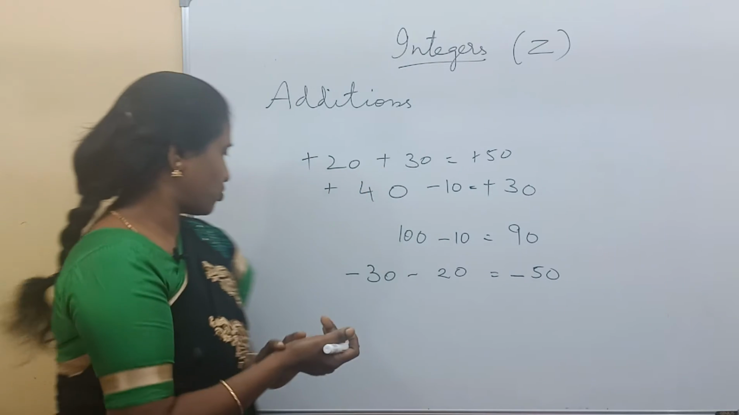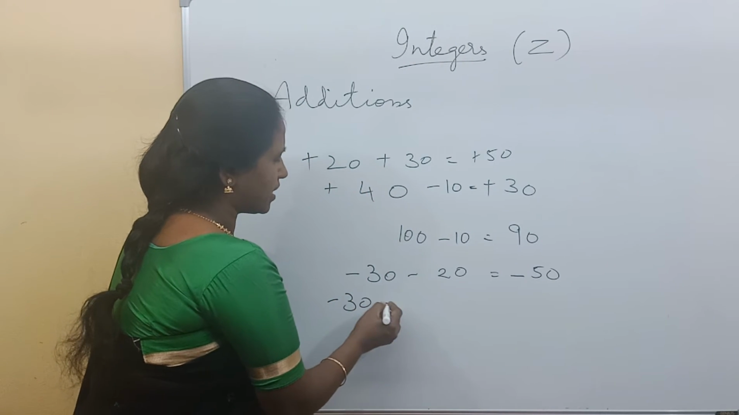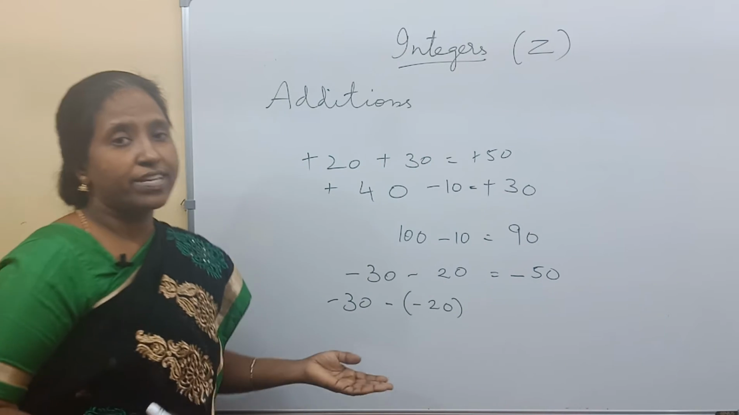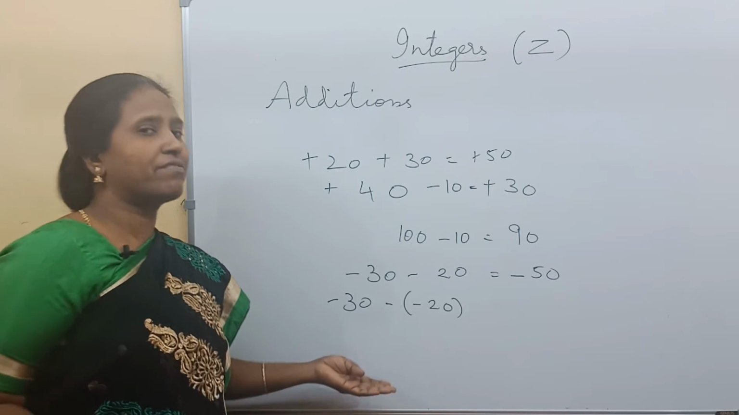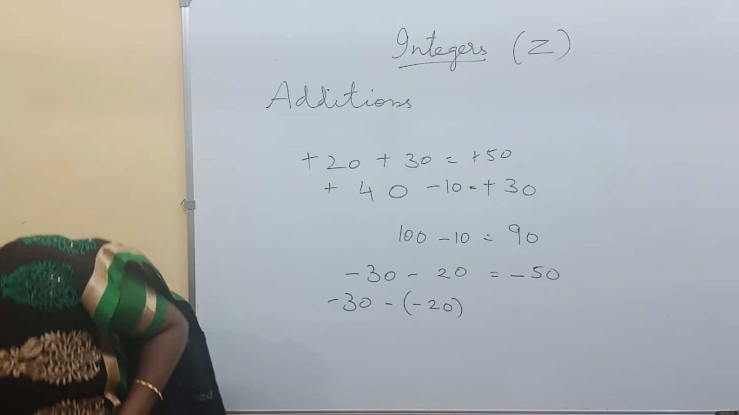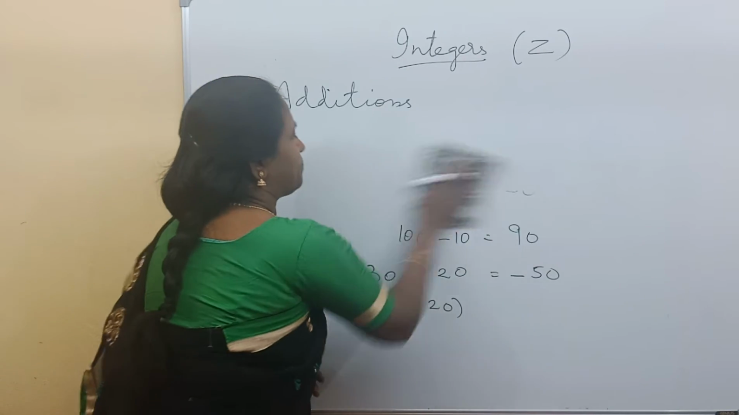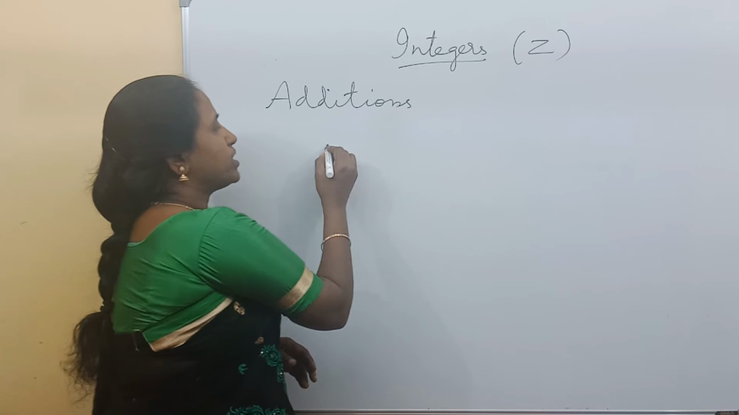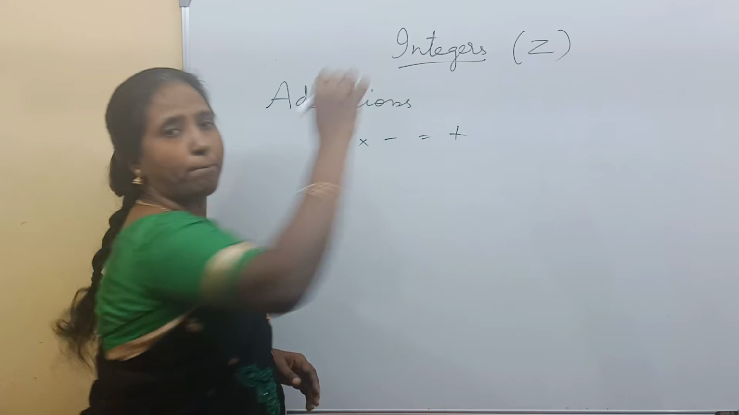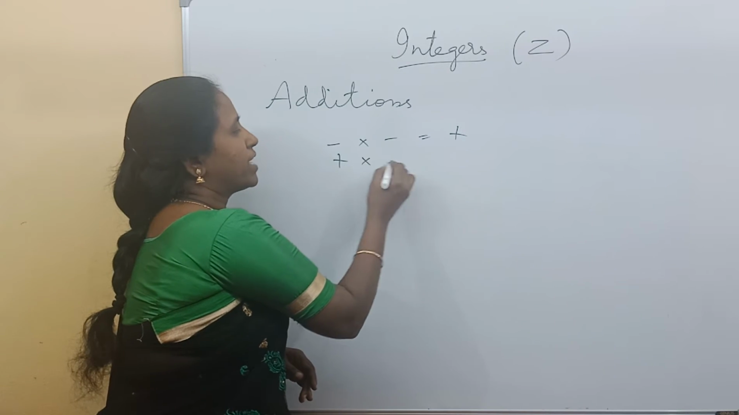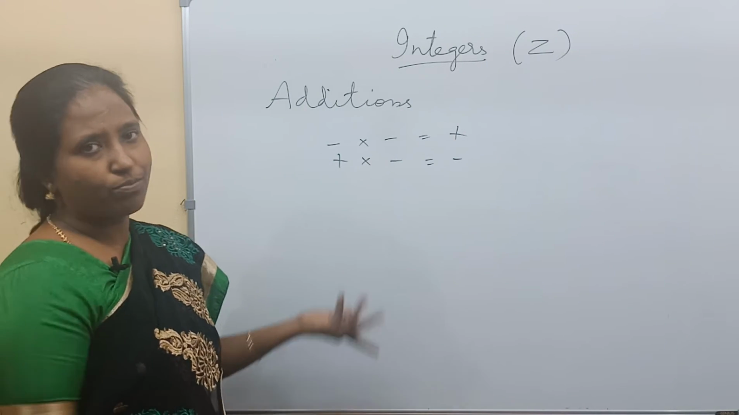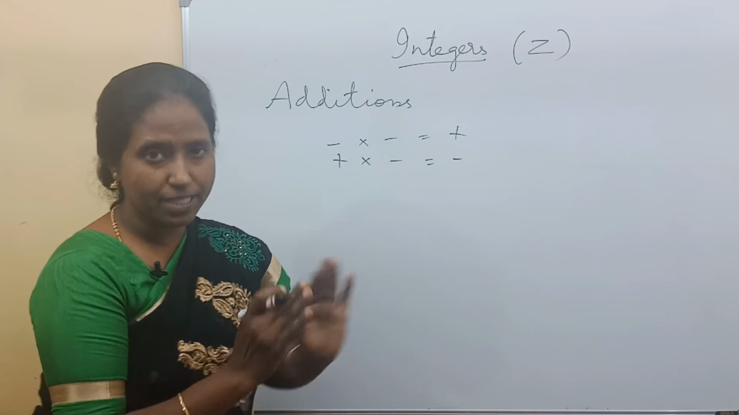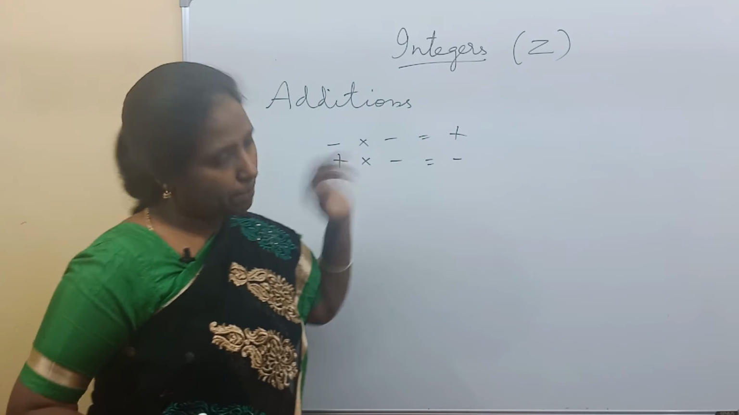And suppose subtraction and addition come together, like minus 30 minus of minus 20. If it is this way, firstly we will get to know about multiplication, then we will come to this calculation, right? Yes, we will go with multiplication. In multiplication, minus into minus will give you plus, plus into minus will give you minus, and plus into plus as usual plus, right? When there is a minus and a minus beside each other, it becomes plus, right?